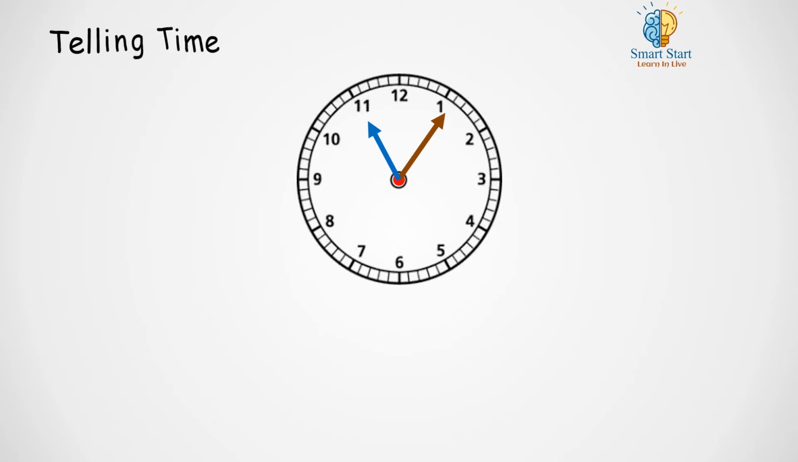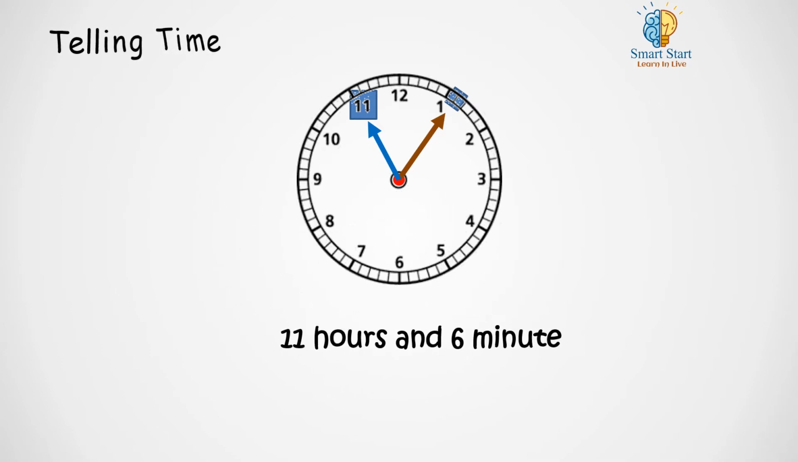Now look at this clock. The hour hand is on 11 and the minute hand is at the 6th division from 12. So the time is 11 hours and 6 minutes.